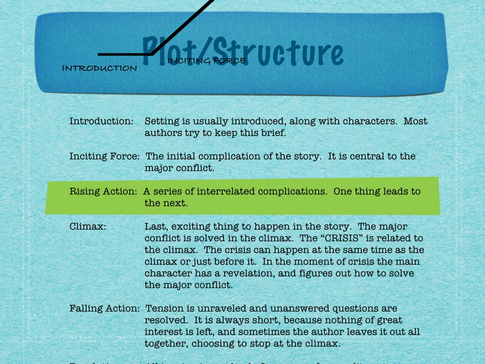It could also be a very small number of things, 3 or 4 or 5 things. But with each problem the main character has to solve, they will solve that problem, and then another problem will arise, and they'll solve that problem. And so the rising action is all of those little complications in the story that add up to solving the big complication, whatever the conflict is.